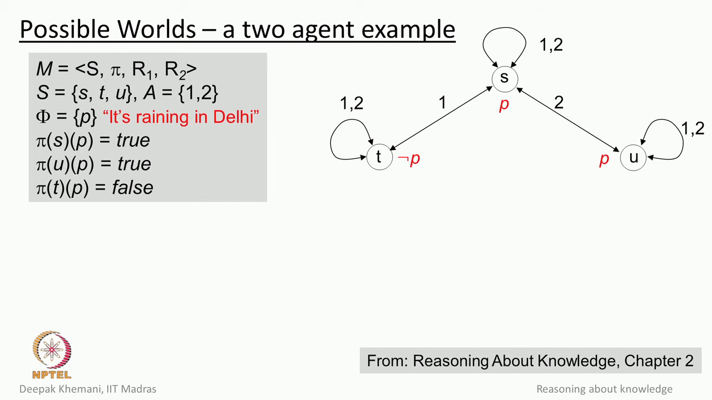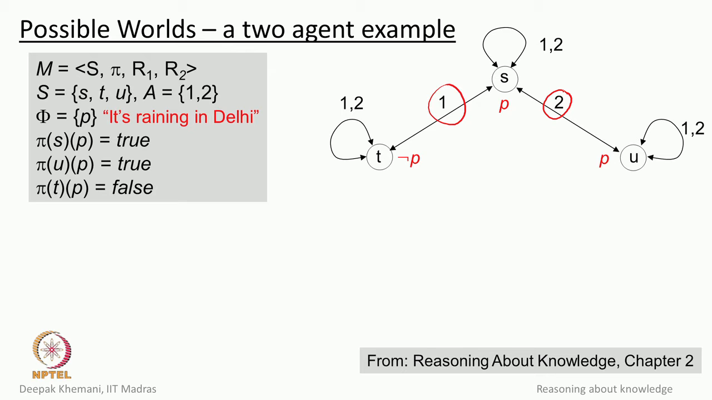We depict this graphically. Every edge is a relation. You can see that the relation is a reflexive relation. For every state S, T and U, there are arrows labeled with the agent name. The edge label tells you which agent we are talking about for this relation. If you look at this diagram, you can see that agent 1 cannot distinguish between states T and S, whereas agent 2 cannot distinguish between states S and U. This is just a Kripke model given to us.